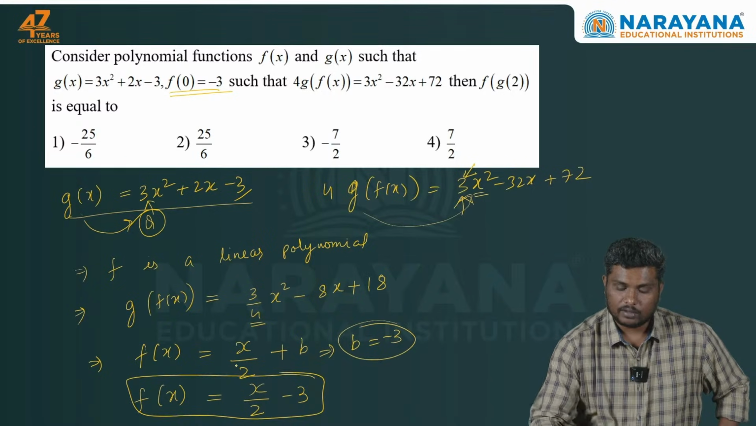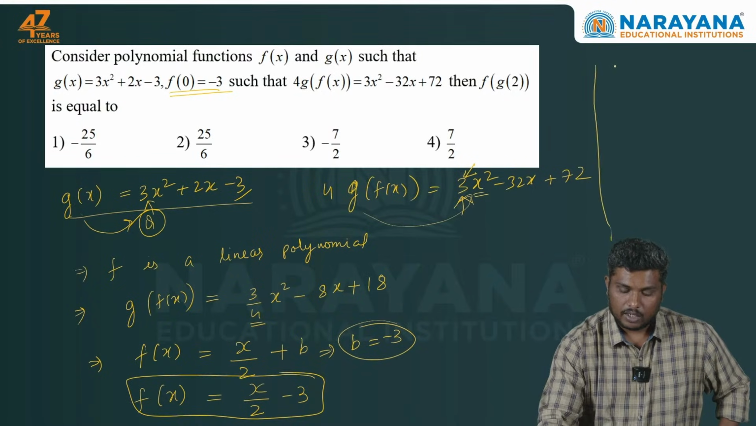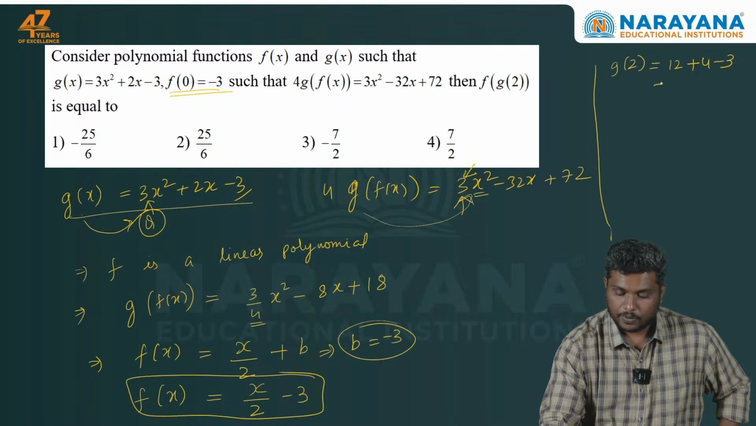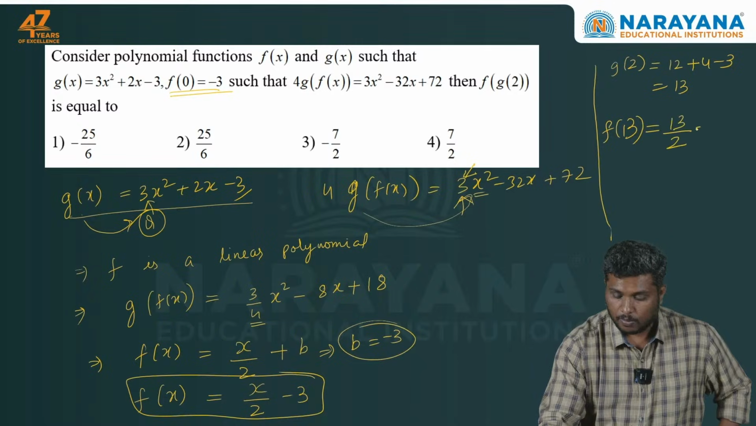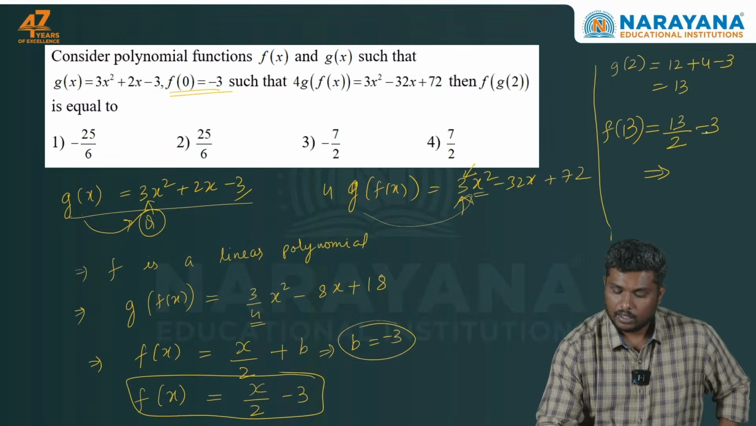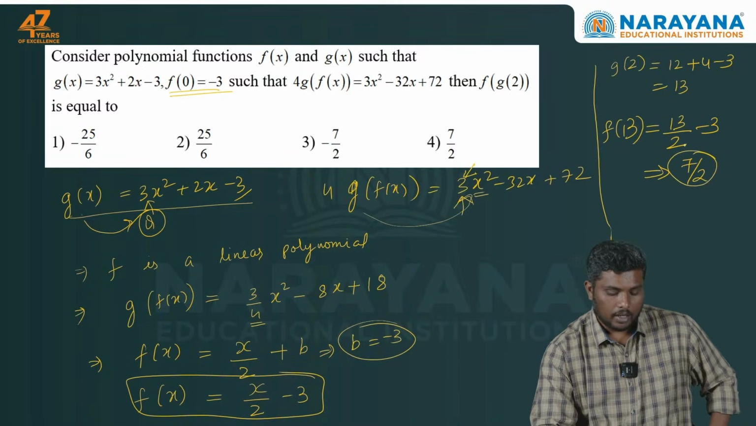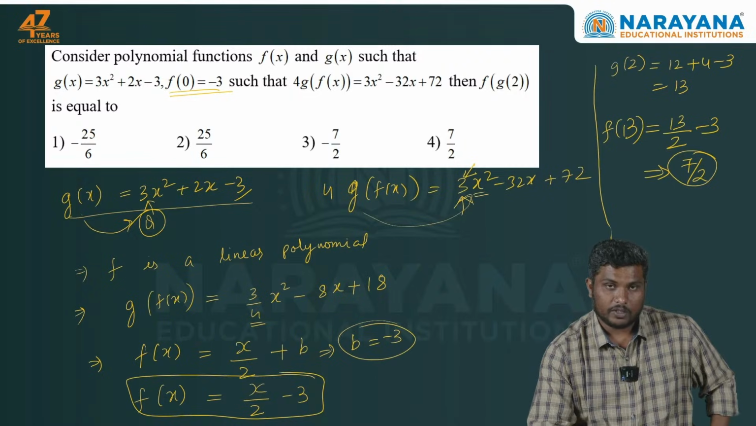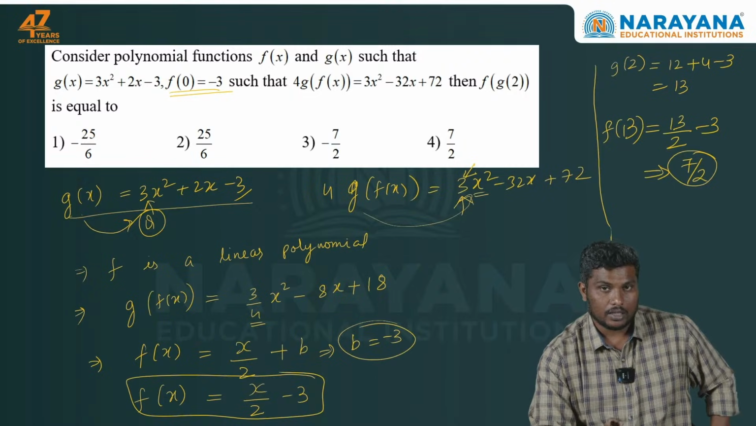Now what is he asking us to find? f of g of 2. Guys, what is g of 2? g of 2 is equal to 4 into 3, 12 plus 4 minus 3, which is 13. Now you need to find f of 13. What is f of 13? 13 by 2 minus 3, which is 7 by 2. Very good question. Once again, a very nice standard question. People who are very strong with basics only can do this in short time.